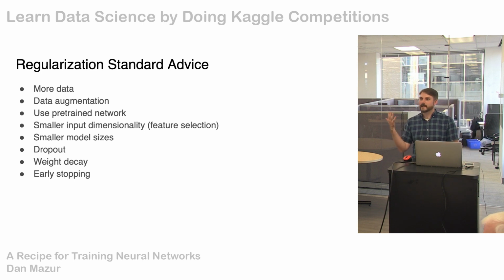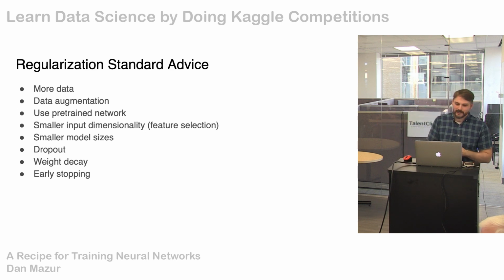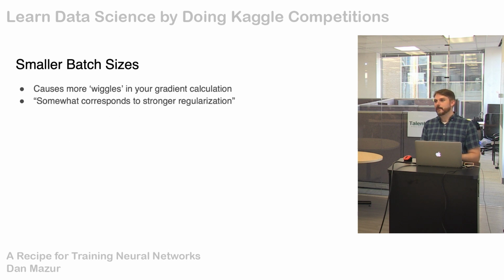In computer vision, that's like flipping the images or shifting them or zooming in, cropping them. Using a pre-trained network. Reducing the input dimensionality, so doing some sort of feature selection so your input dimensionality is lower. Reducing the size of the models. Using dropout, using weight decay, stopping early. These, I think, are all standard regularization strategies for neural networks, so I won't spend too much time on that relative to what I think is the more interesting advice he gives.